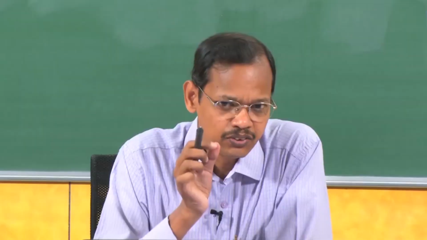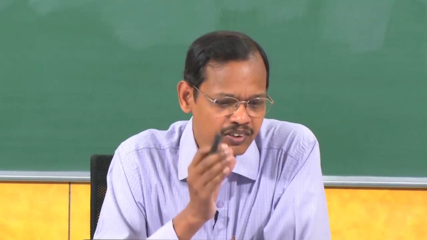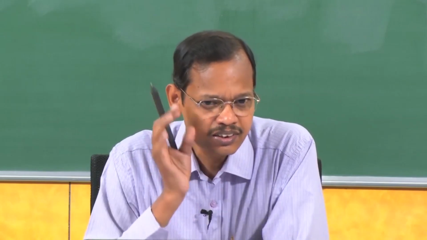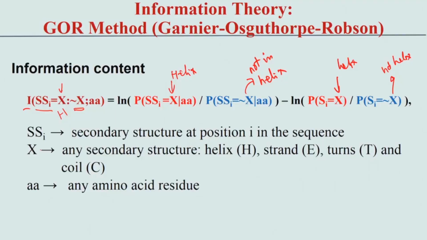So, for any residue with any particular secondary structure, they try to use the information on whether that residue prefers to be in a particular secondary structure over the other secondary structures, as well as that secondary structure over other than that particular secondary structure. So, here you can see this S_i is the secondary structure at a position i in the sequence, and X is any secondary structure. They can do it for 4 different secondary structures: helix, strand, coil and turns, and AA stands for any amino acid residue. You can use this equation to get the preference of any residue.